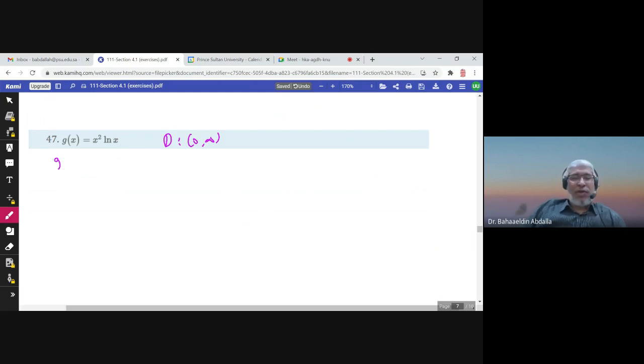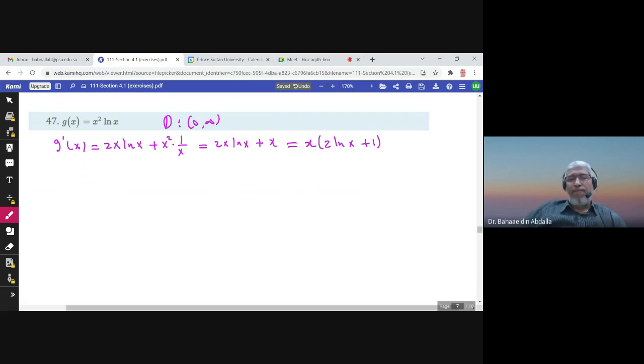Okay, let us start finding g prime. A product, so use the product rule. 2x times ln x plus x squared times 1 over x, the derivative of ln x. So it is 2x ln x plus x squared over x, which is just x. Take common factors. x is the only common factor. And I have 2 ln x plus 1. So this is g prime. Okay.